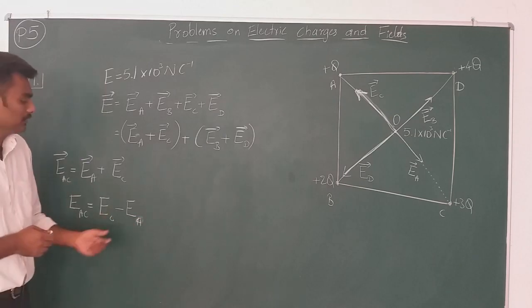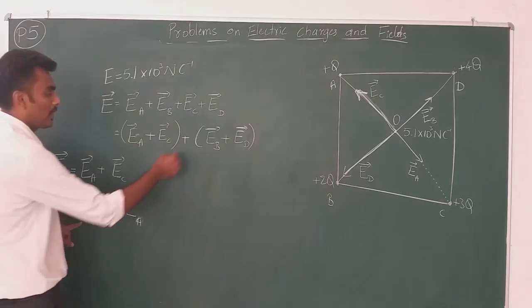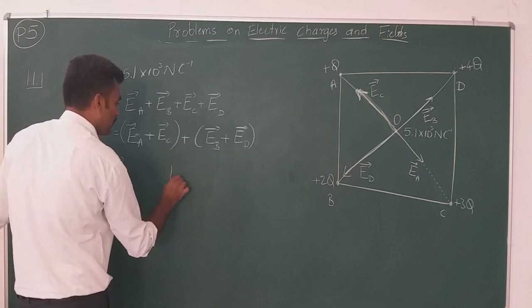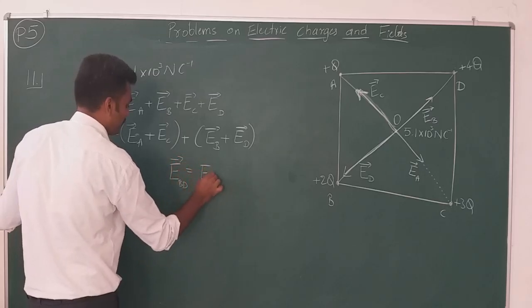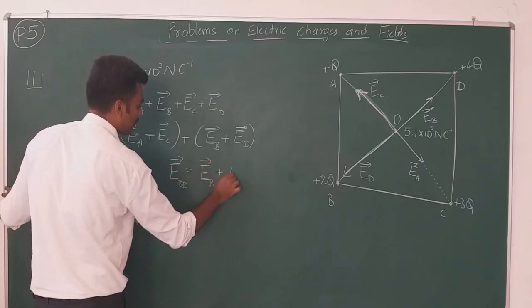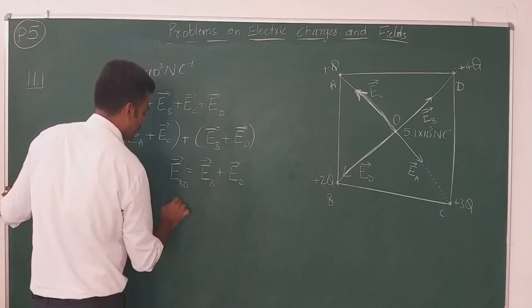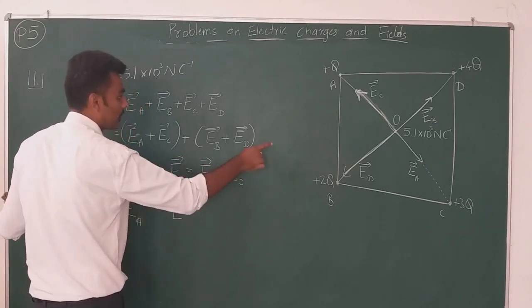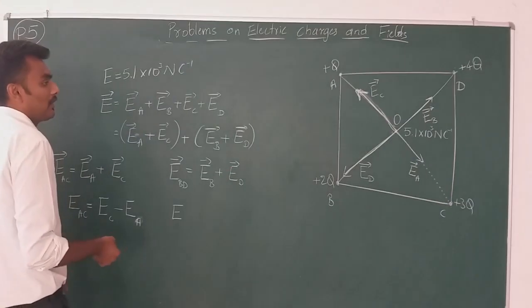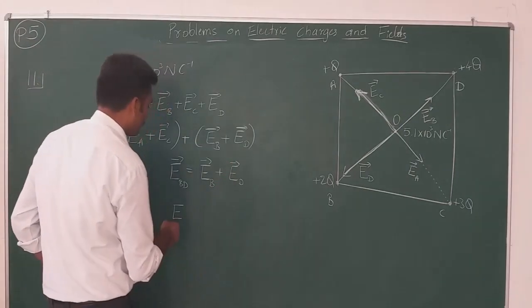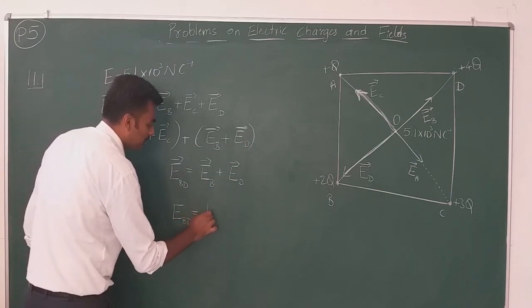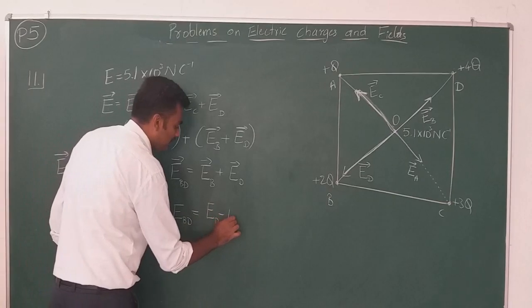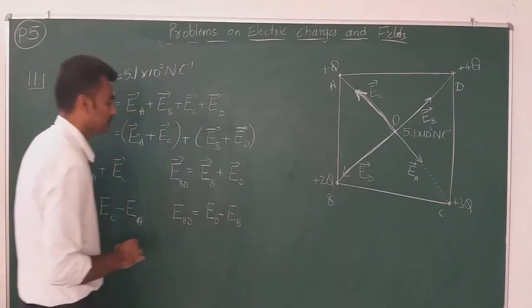Now, we need the values of EC and EA. Similarly, I can simplify for EB and ED. So, EBD is equal to vector EB plus vector ED, and you can see in the diagram vector EB and vector ED are opposite to each other. So, I can simply take the magnitude of EBD as the difference between ED and EB.